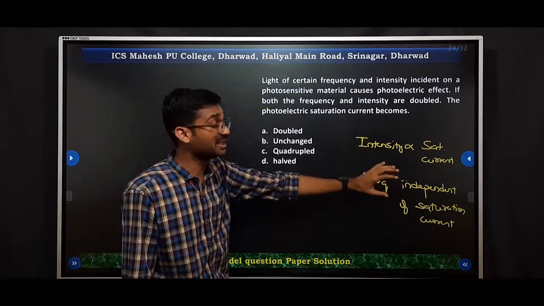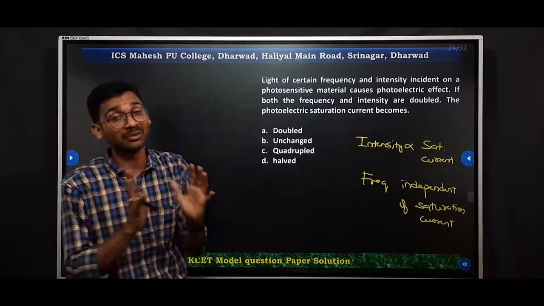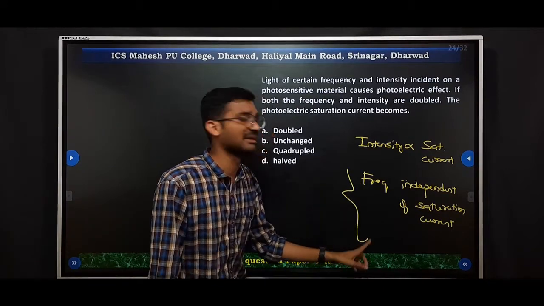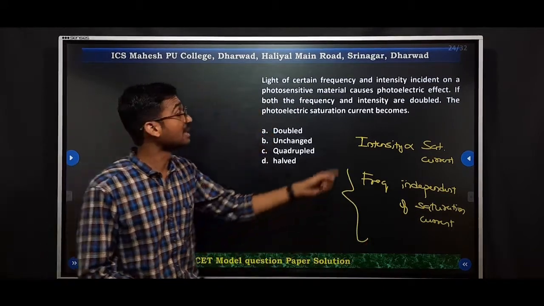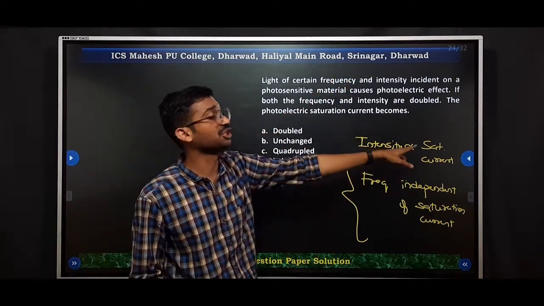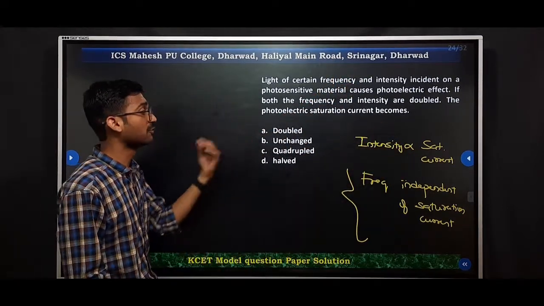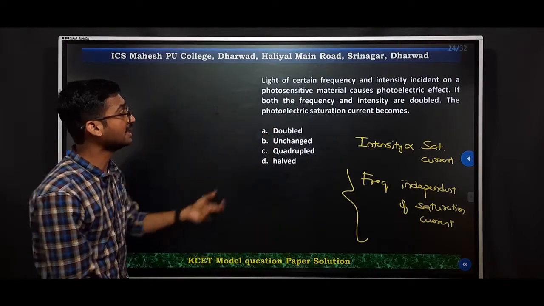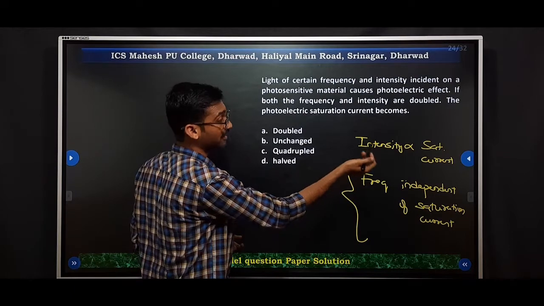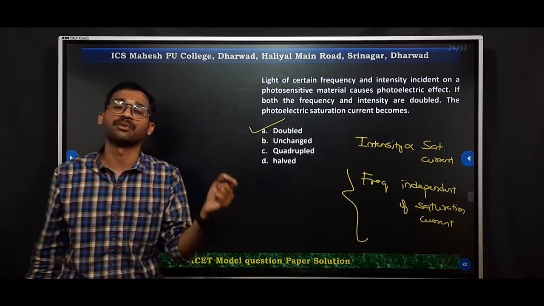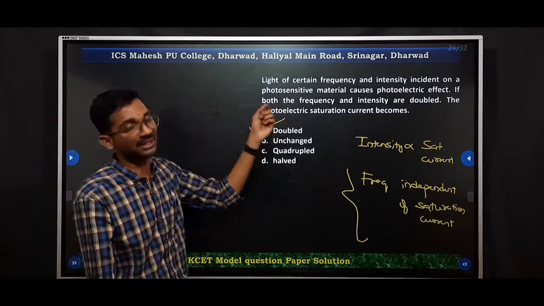But as the question asks about changing both the frequency and the intensity, the frequency doesn't matter, we can leave it as it is. But if the intensity is doubled, then automatically the saturation current is also doubled. Therefore, for the given question, intensity doubled means saturation current also doubled is the proper and right answer.